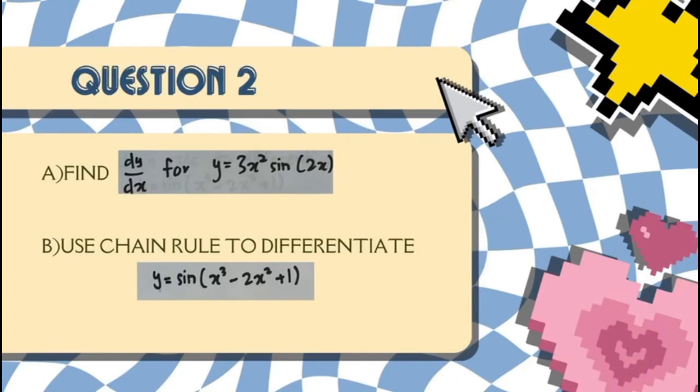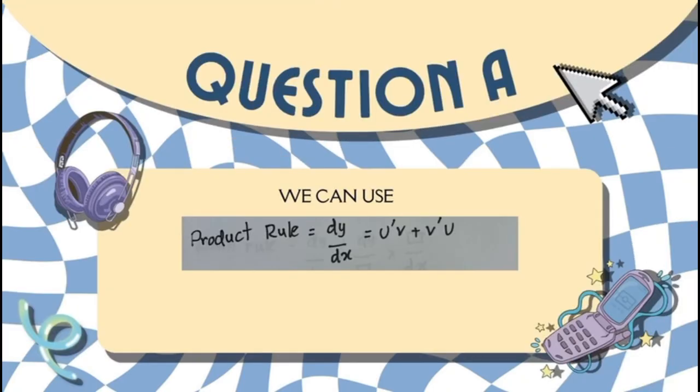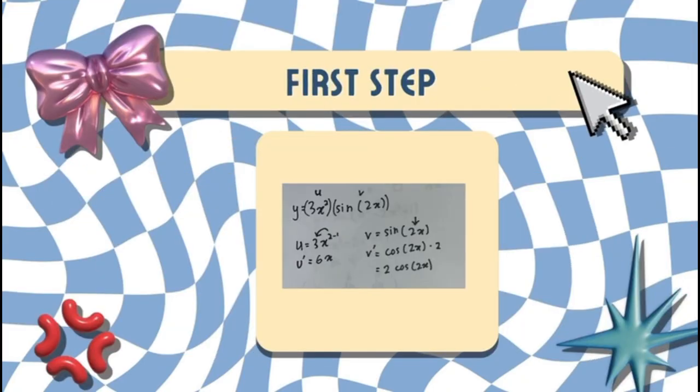Hi everyone, today we're going to find the derivative of the function y equals 3x squared sin 2x and differentiate y equals sin of (x cubed minus 2x squared plus 1). Since this function is a product of two expressions, 3x squared and sin 2x, we'll use the product rule. So first we identify u, u prime, v and v prime.